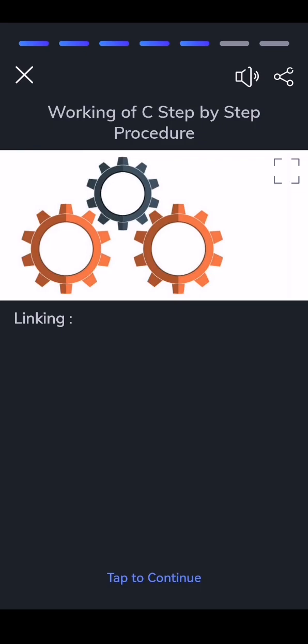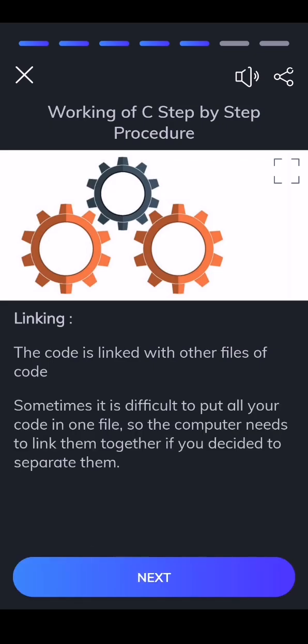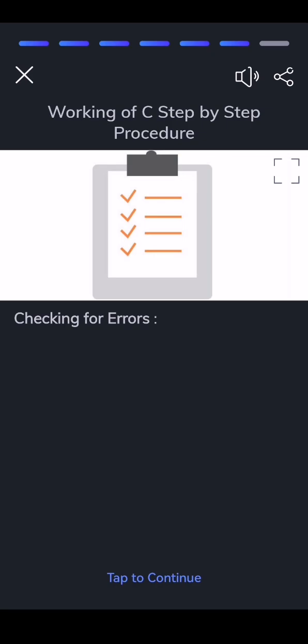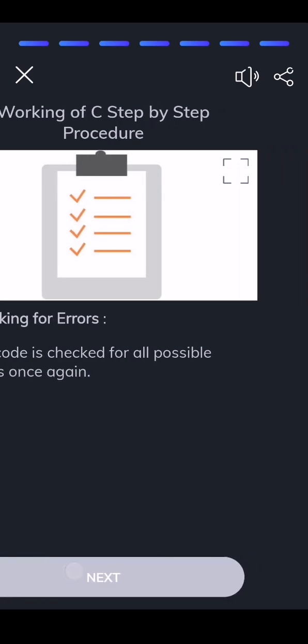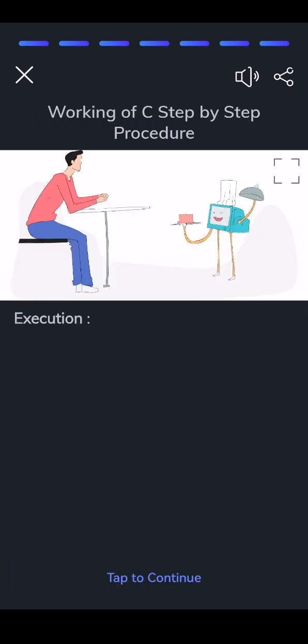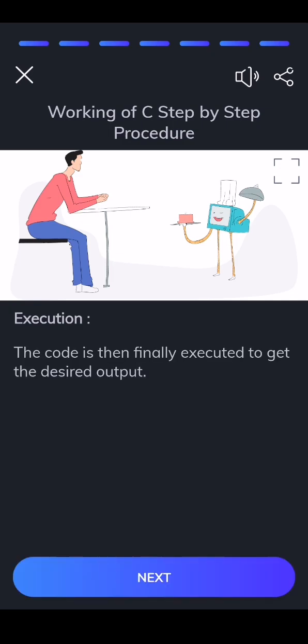Linking. The code is linked with other files of code. Sometimes it is difficult to put all your code in one file, so the computer needs to link them together if you decided to separate them. Checking for errors. The code is checked for all possible errors once again. Execution. The code is then finally executed to get the desired output.